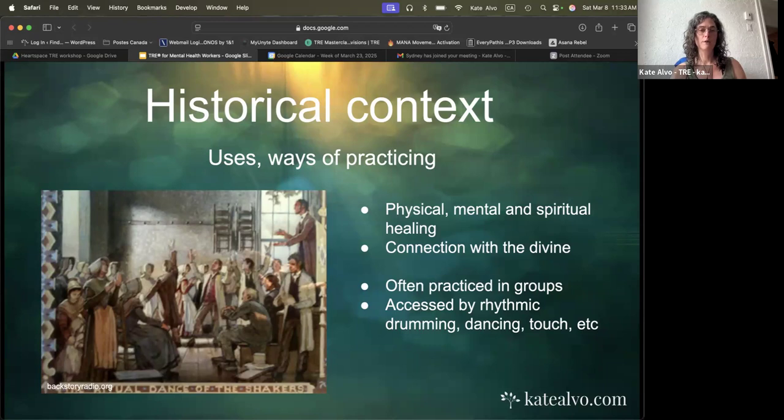And oftentimes, or let's say most of the time, it's been practiced in groups. And there are different ways of accessing it. You can access it by rhythmic drumming, by dancing, and even the way the Kalahari Bushmen access it is they'll have a shaman who starts shaking themselves through maybe the rhythmic drumming or something. Once they have the shaking mechanism activated in their body, they actually transmit it to somebody else through touch. It's super, super interesting. You can actually watch videos on this on YouTube.